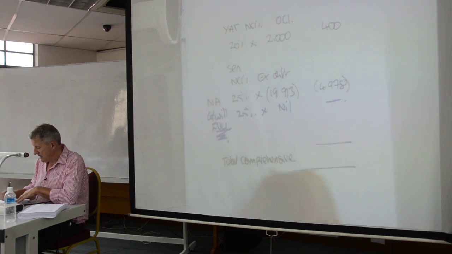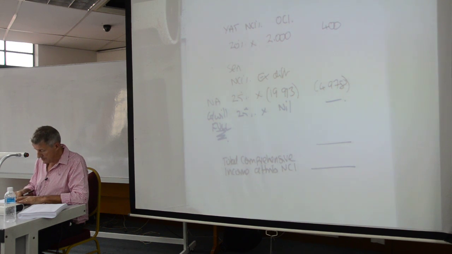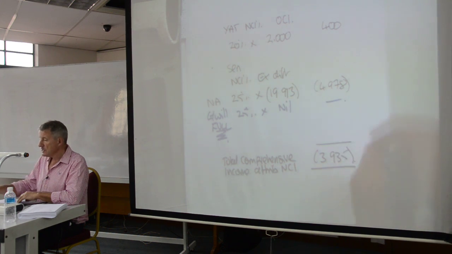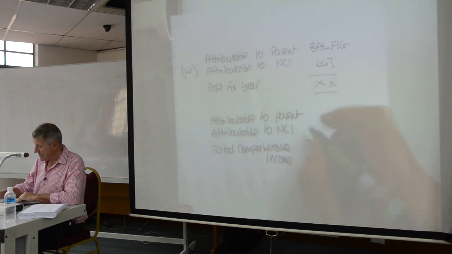So this gives me total comprehensive income that is attributable to the NCI. I have a positive 643, I have a positive 400, I have a negative 4978, and this gives me negative 3935. So the total comprehensive income attributable to the NCI is negative 3935.